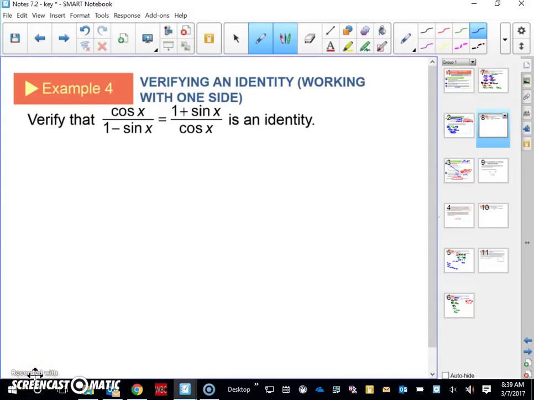Example 4, verify. Okay, it's tough to say which side is more complicated. I would say maybe the left side because the denominator is more complicated, but I don't suppose it matters. We do have a trick for how to deal with this.